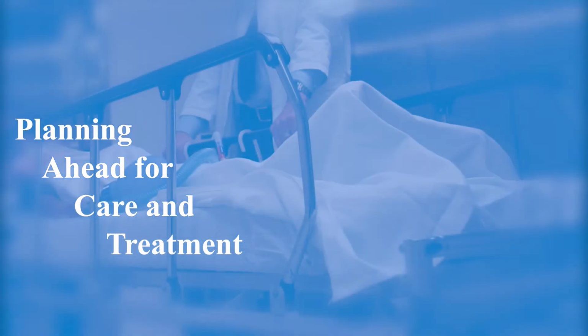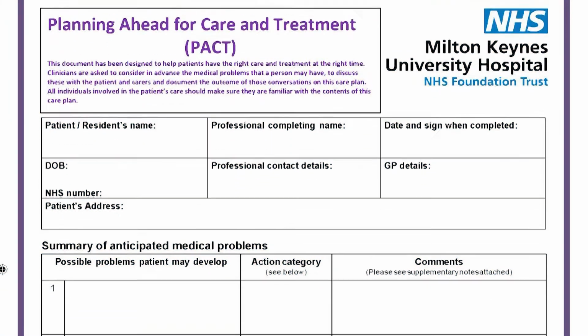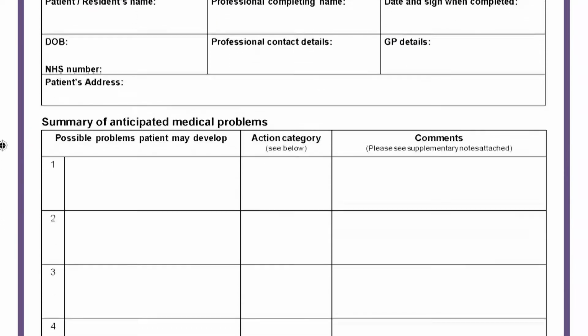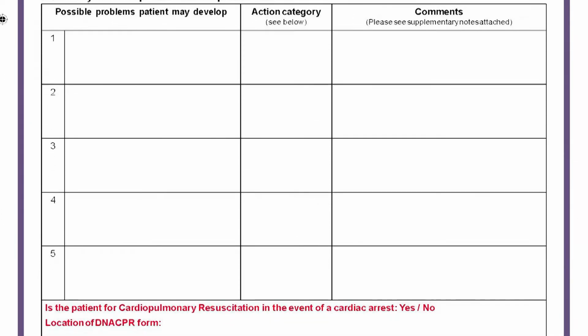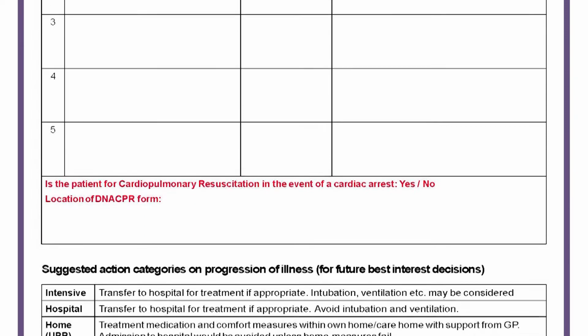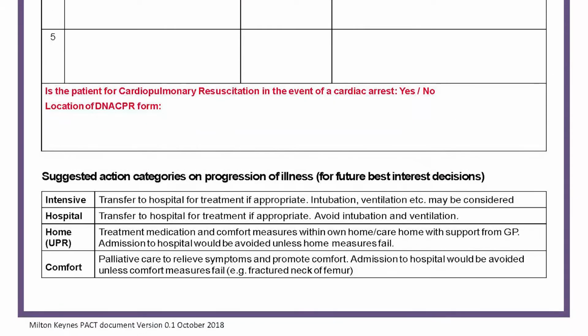For most life-limiting illnesses, and certainly as dying becomes closer, there are a series of possible and predictable events that may happen. What the PACT form is about is talking through these scenarios with patients who have capacity and documenting their wishes, i.e. planning ahead for care and treatment.